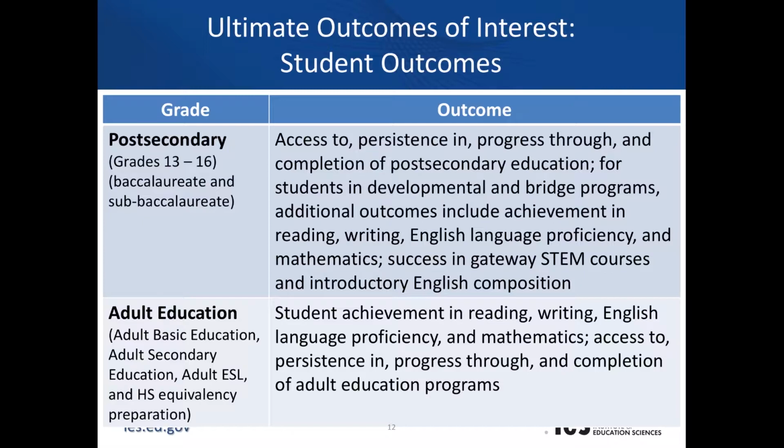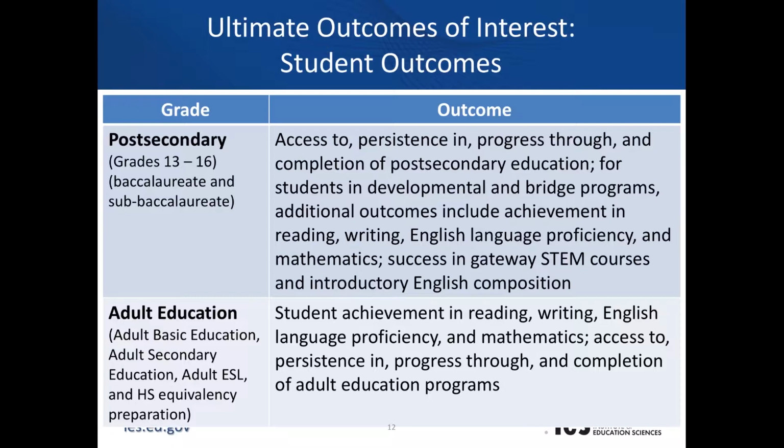Post-secondary education is defined as baccalaureate and sub-baccalaureate. The outcomes are access to, persistence in, progression through, and completion of the education program, often degree or certification programs. You may also examine the additional outcomes of achievement in reading, writing, English language proficiency, and mathematics for students in developmental education or bridge programs. Further, you may examine student achievement for all students in STEM courses that are a gateway to a STEM major and introductory English composition courses.